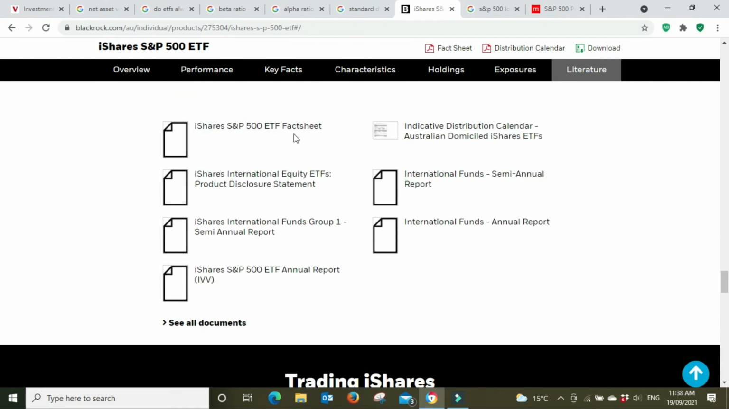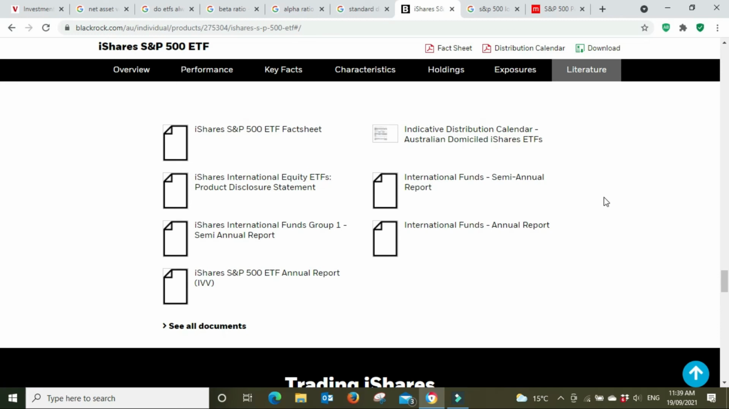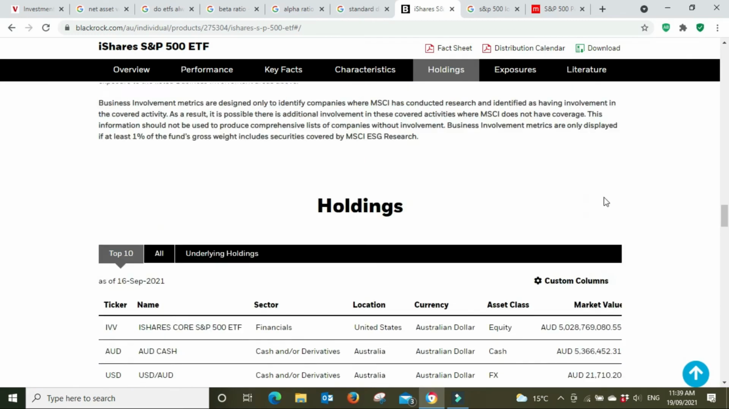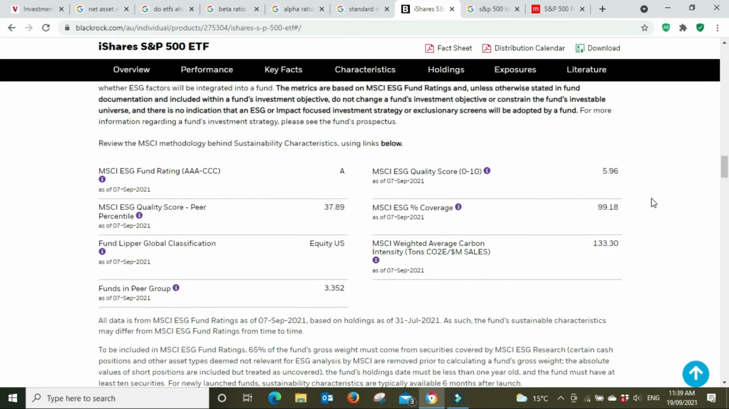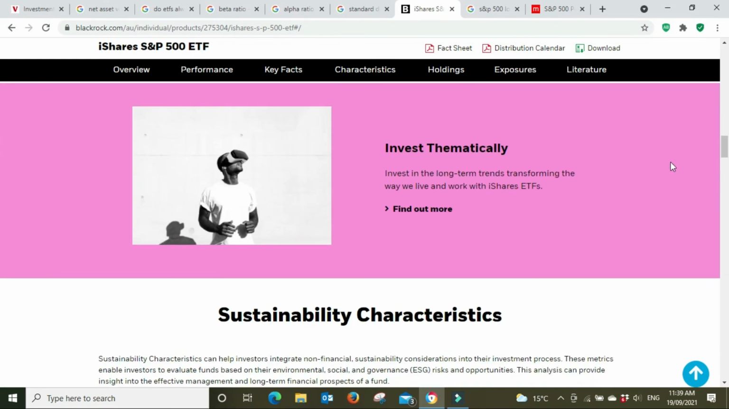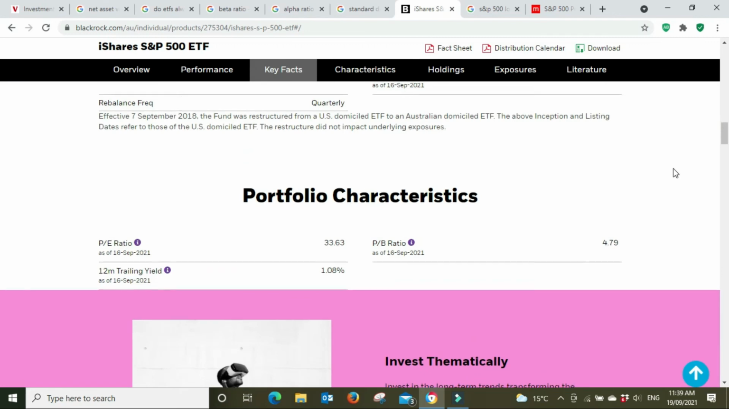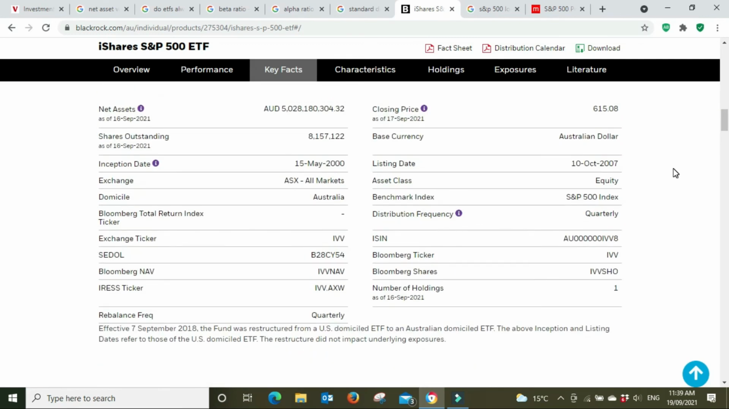And we've got literature, so you've got fact sheets and your product disclosure statement and all that kind of stuff. So that's pretty much it, guys. This is just a brief overview of the things that you might look at when you're weighing up whether an ETF is the one for you. There's a lot of different ones on the market. They're bringing out new ones all the time. So depending on what kind of exposure you're looking for in your portfolio, there's a lot out there.